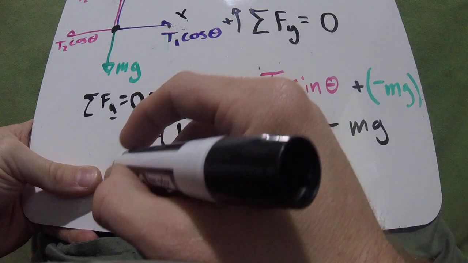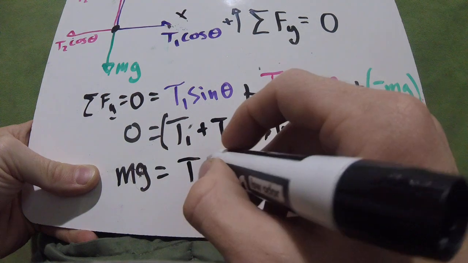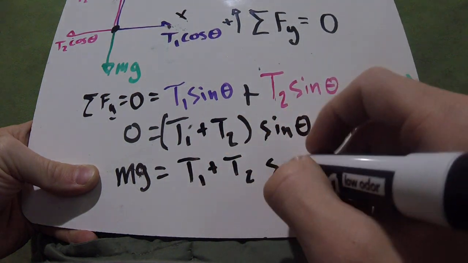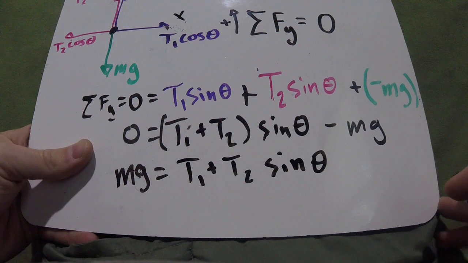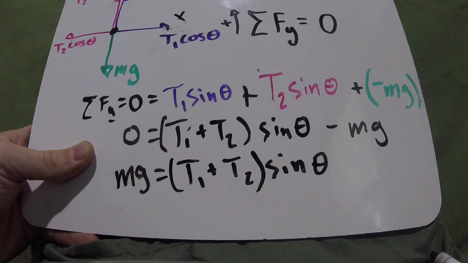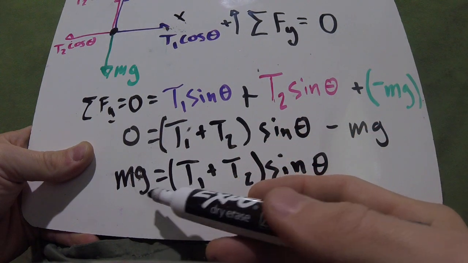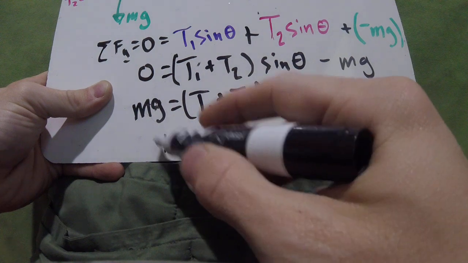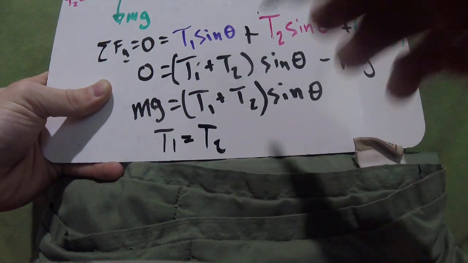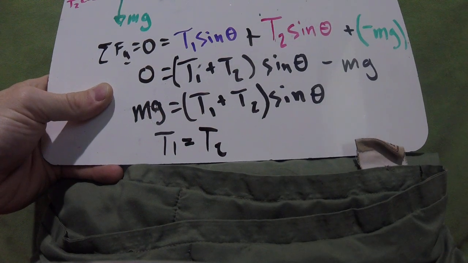So what we can see here is then that mg equals T1 plus T2 times sine theta. And this is as far as we need to get right now. Okay? We have now defined, because we know this, and we defined that T1 equals T2 in our previous video, we can simplify this as far as we need to start solving for T1 and T2.